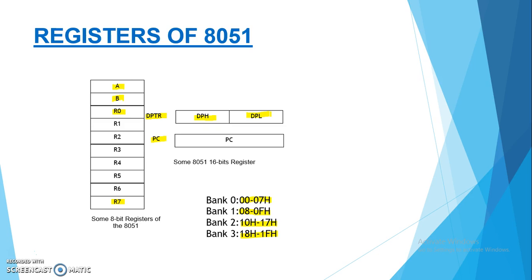Now, altogether, if you see this diagram, you will be able to see that there are two 16-bit registers, namely the program counter and DPTR. And fundamentally, the various 8-bit registers are the A register, the B register, and R0 to R7. So this shows the general purpose registers of 8051.